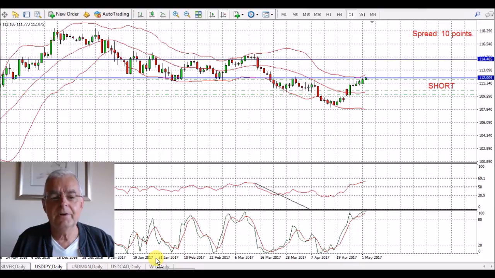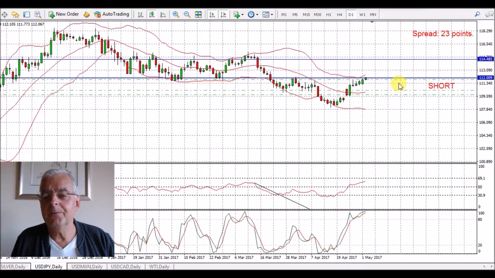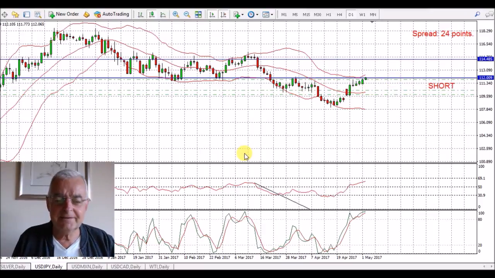USD JPY. The weakness in the Japanese yen is unbelievable. I really wish this would now short. I've hit where I thought it was going to get, the 112, and now I'm just looking for it to go down.